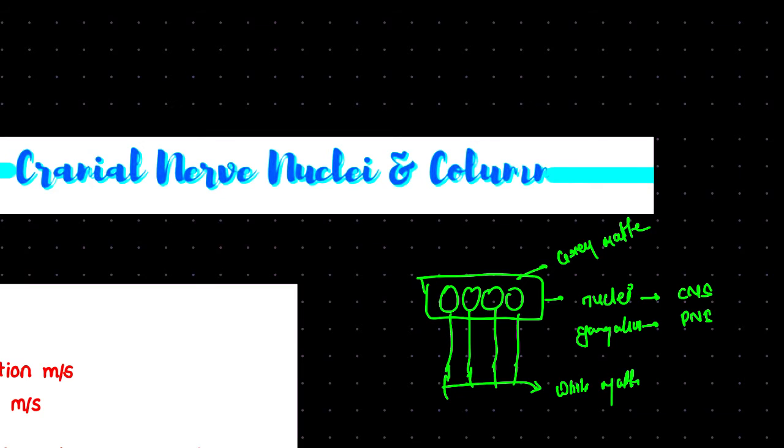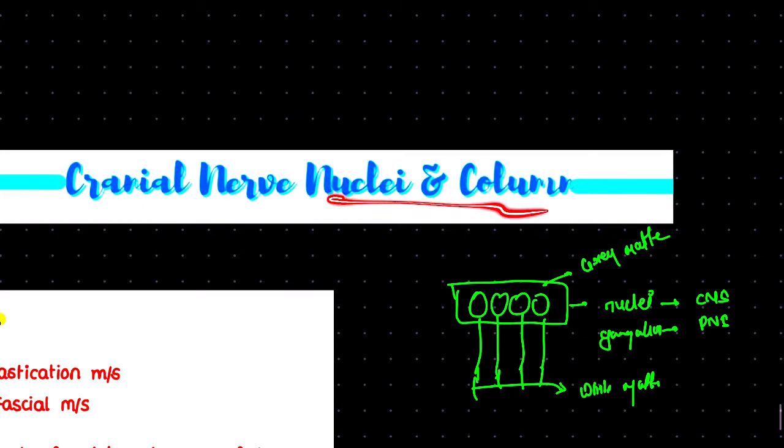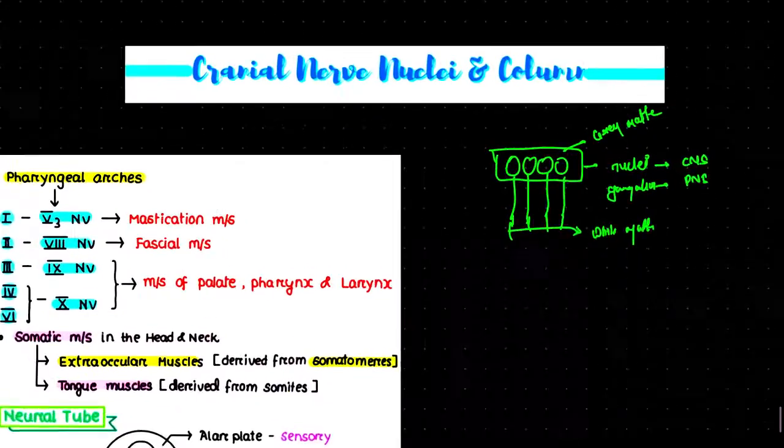What we are going to study in this chapter on cranial nerve nuclei and columns is to understand the columns. We are going to talk about three efferent columns, from a developmental point of view, and we will find out which nuclei is present in which part of the brainstem. These are the things we will be discussing in this chapter. So now let's begin our discussion.